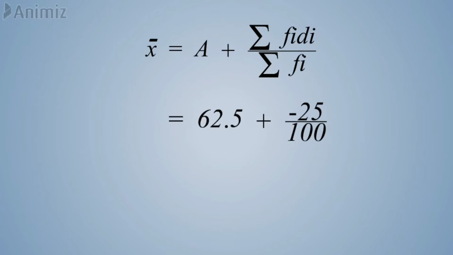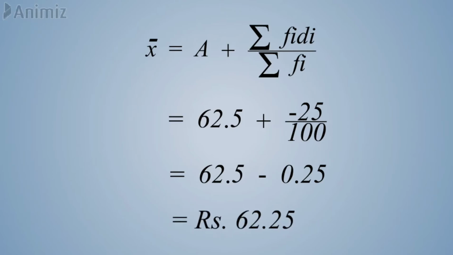You will get 62.5 plus minus 25 upon 100. 62.5 you keep as it is. 25 by 100 will give you 0.25, plus minus becomes minus. So you will get 62.5 minus 0.25. When you subtract, your answer is rupees 62.25.